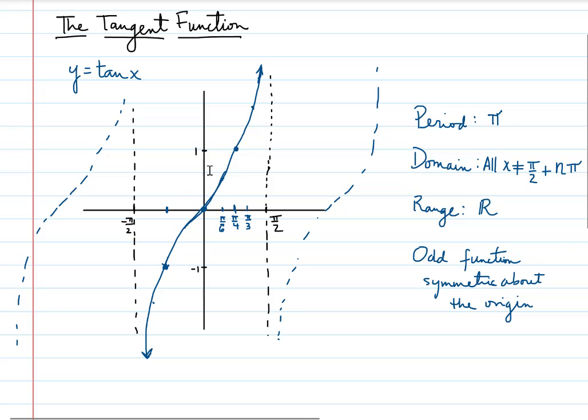Now the range is pretty straightforward because you see that all the y values are covered here. So then the range will be all reals, negative infinity to positive infinity. And we can also see the symmetry about the origin here, which makes it an odd function. We already knew this from before. We know that the tangent of negative x is equal to negative tangent of x. We knew that from the even and odd identities. But now we can confirm that with the graph: if we fix the origin and rotate it 180 degrees, we'll get the same graph. So this is symmetric about the origin.